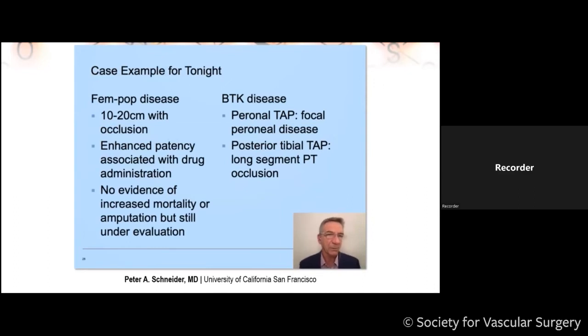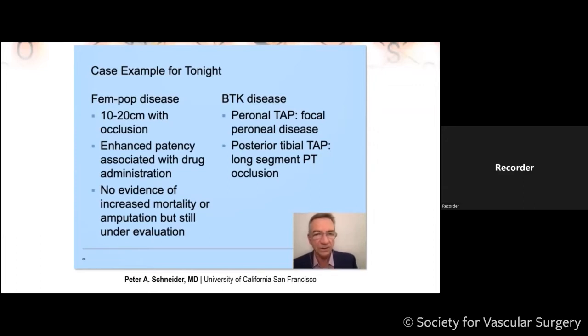This patient had femoral popliteal disease that was quite extensive. I would say anybody with grade 2 or higher on the GLASS scale in the FemPop segment could potentially strongly benefit from the enhanced patency of drug administration, whether by DCB or DES. There's no evidence of increased mortality. I remain unconvinced about the amputation risk, but this is still under evaluation.